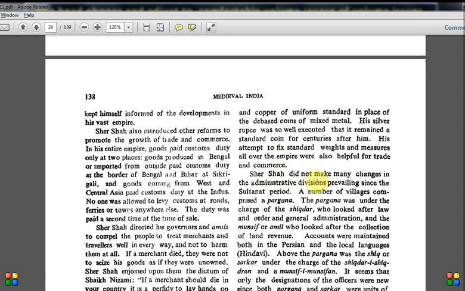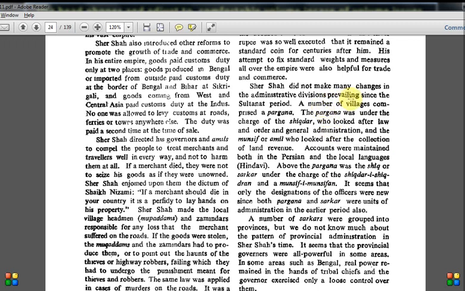Now, Sher Shah did not make any changes in the administrative divisions prevailing since the Sultanate period. So administratively, governor, paragna, everything was the same. A number of villages comprised a paragna. Okay, a group of villages is called a paragna. The paragna was under the charge of Shikdar. So again, 2-3 terms. This is what you need to make a note in the prelim section of your notes.